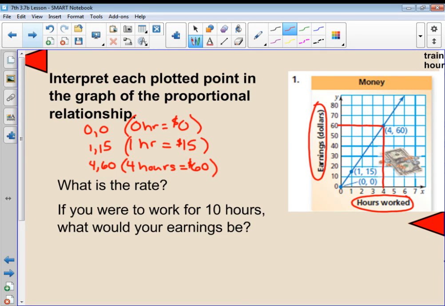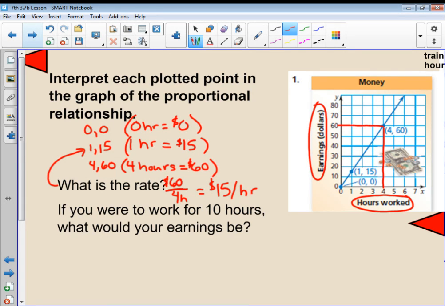Okay, so now what is the rate? If you ever have one where you've got 1 in your x, well, that is your rate. You're going to get $15 per hour, or you can take any of these and set them up as the rate in dollars per hour. So I could take 60 over 4 for my dollars per hour, which is still going to give me that $15 per hour. If you were to work for 10 hours, what would your earnings be?